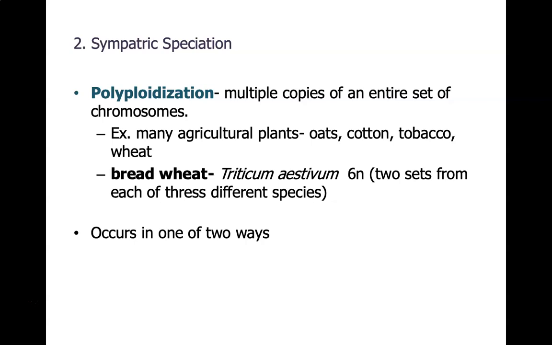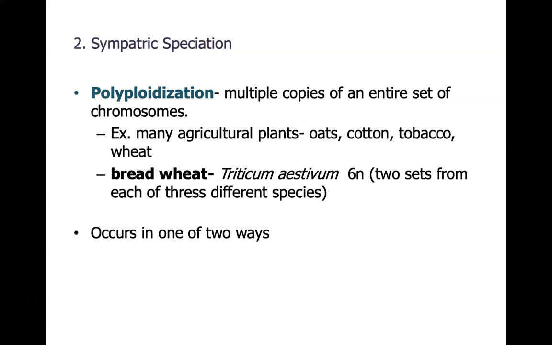You can ignore that typo there. That should say 3, not thress. But you can see that this can get quite complicated if you have multiple copies of entire sets of chromosomes. Strawberries and bananas are often also polyploid. Many of the fruits that have been selected over time for specific qualities and other agricultural things are polyploid.